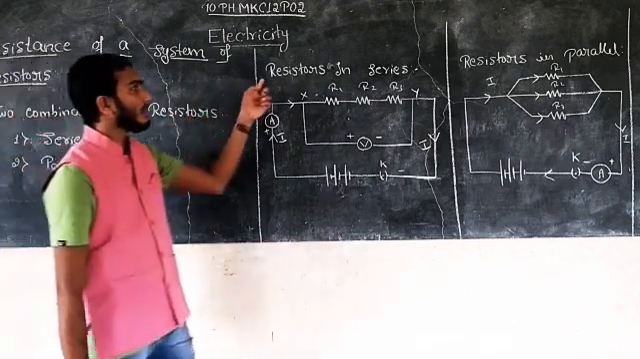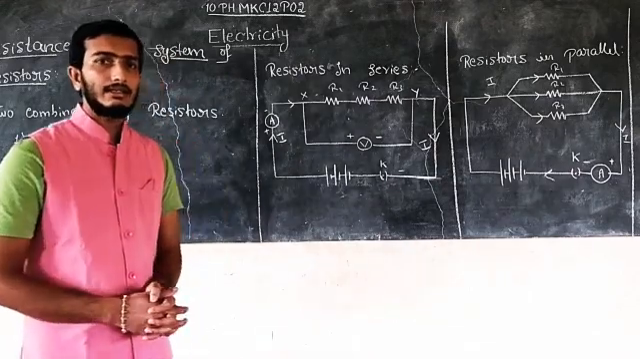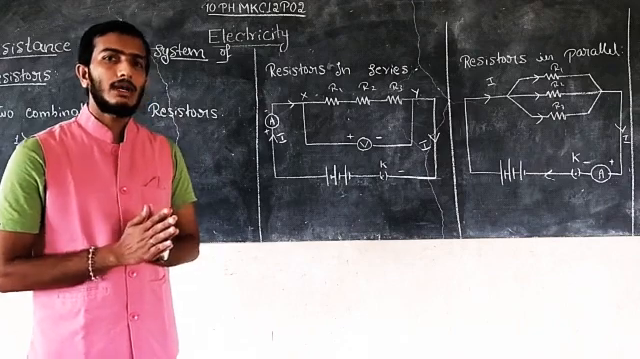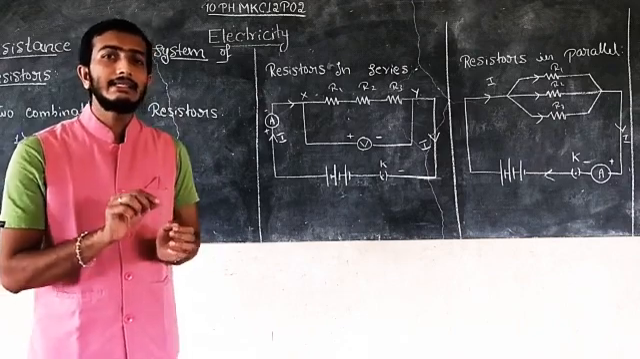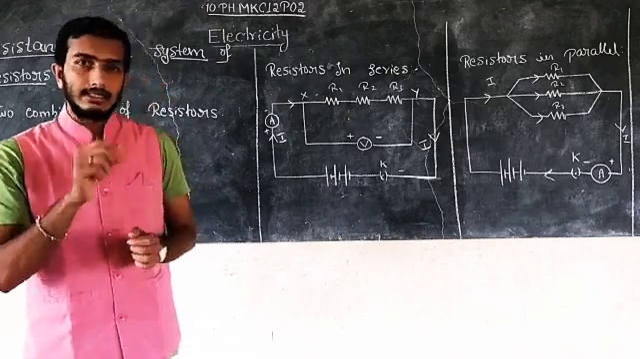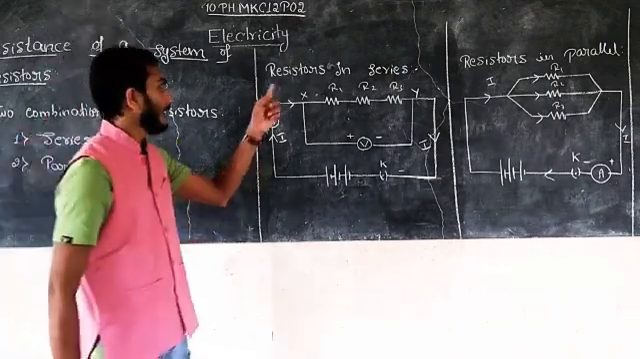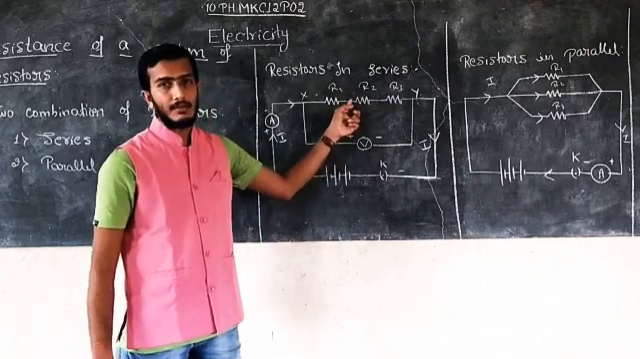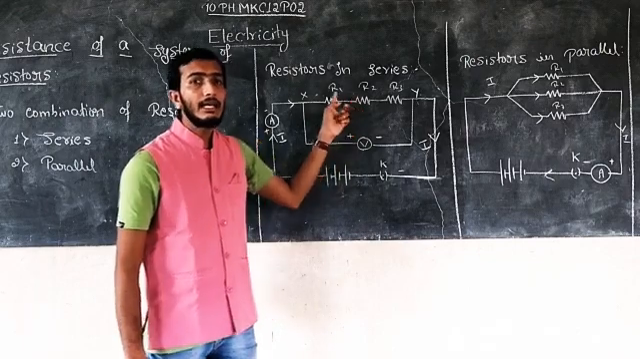The first one is resistors connected in series. Series means a number of resistors are connected one after another, end to end. One end of a resistor is connected to the next. This is called a series connection of the resistors.